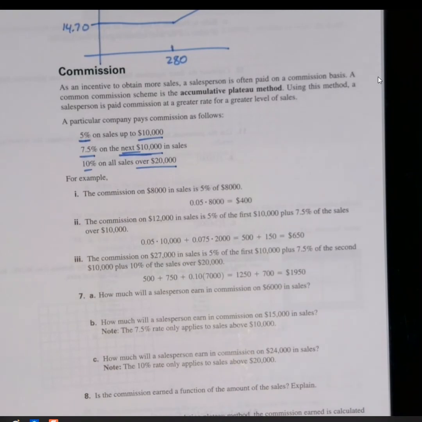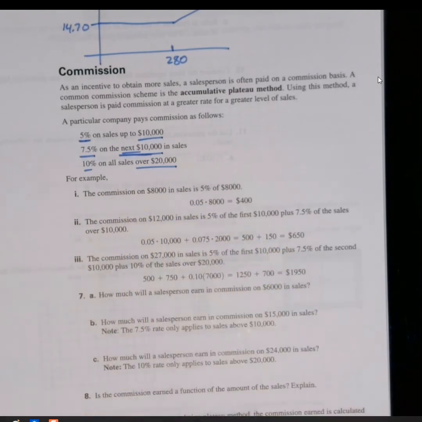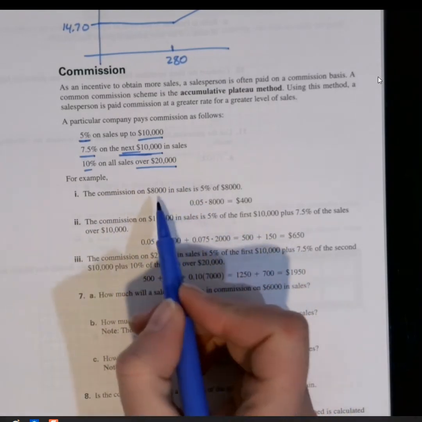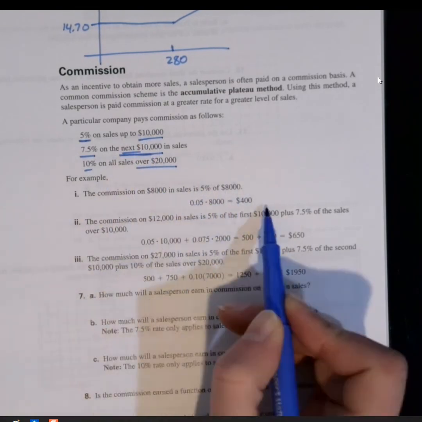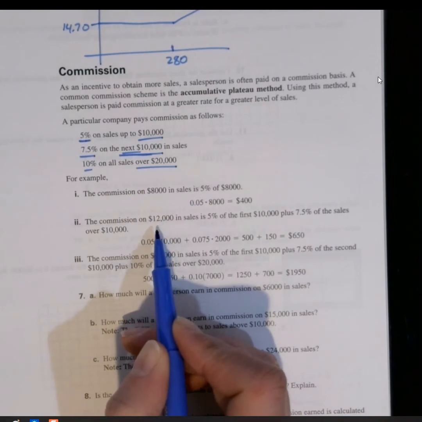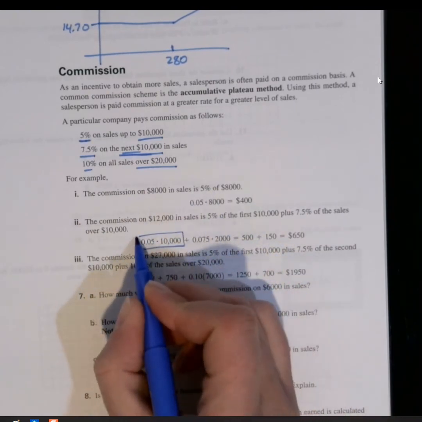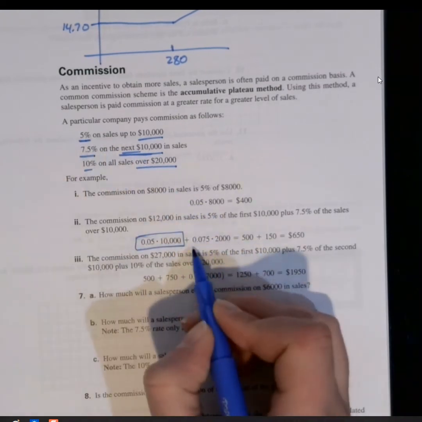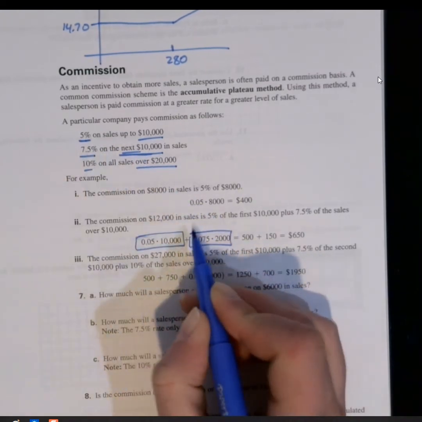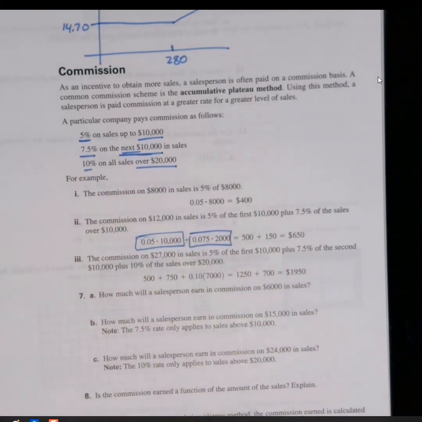Okay. So, for example, the commission on $8,000 would be 5% because we're less than $10,000. On $12,000, we're going to make the 5% on the first $10,000, and then we're going to make the 7.5% just on the amount over. So on the next $2,000, to get to $12,000, and so on.